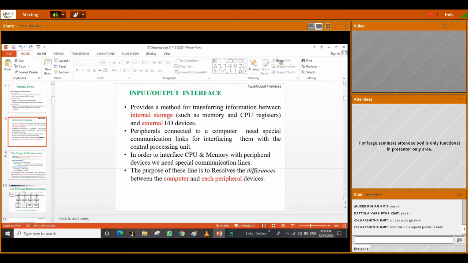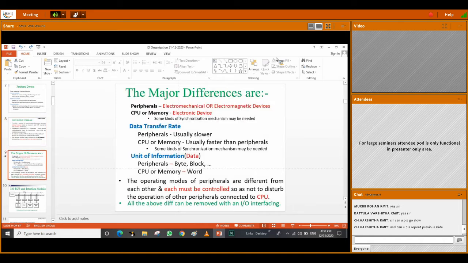Again, the purpose of these lines is to resolve the difference between the computer and the peripheral devices: how data is transferred, and how the information from the computer to the peripheral devices is controlled. We will learn here what the major differences are.